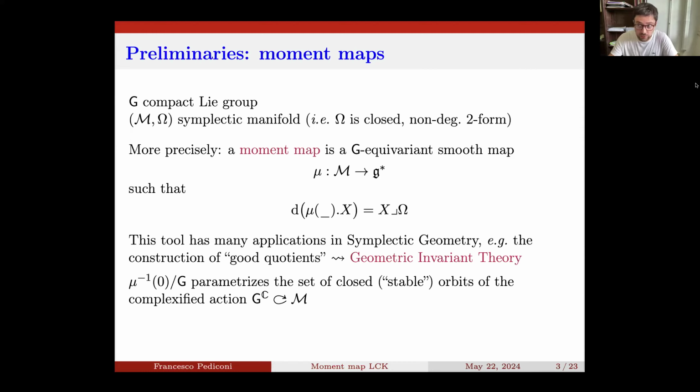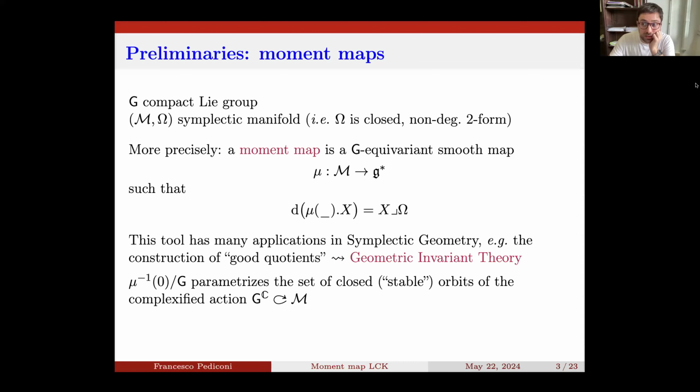So, for example, a Hausdorff quotient out of it, and it is by considering the set of points inside the manifold such that the value of the moment map is 0. So if you consider this set of points, mu^{-1}(0), then there you can consider the action of G, and actually it turns out that this quotient parameterizes the set of closed orbits of the complexified G action. These closed orbits are usually said to be stable.